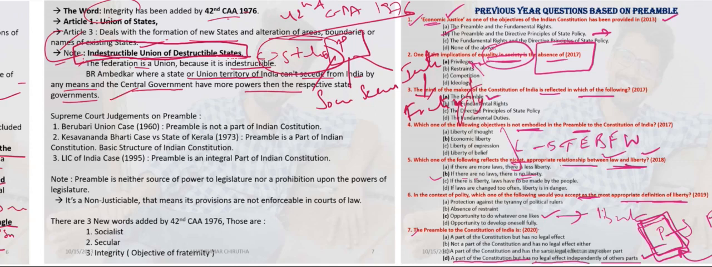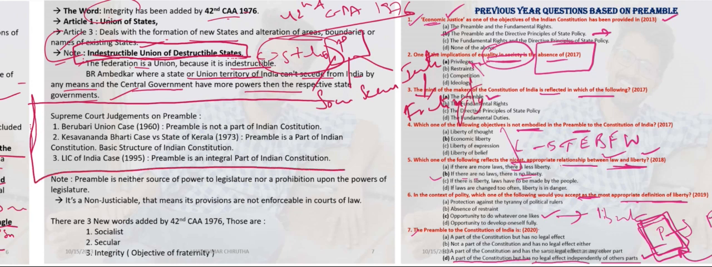This completes all the objectives of the preamble. Now let's see the challenges or judgments given by the Supreme Court. These three Supreme Court judgments are most important when it comes to the preamble topic. One is the Berubari case. The Berubari case, 1960, says that the preamble is not part of the Indian Constitution.